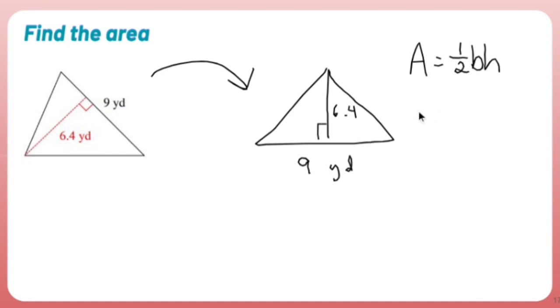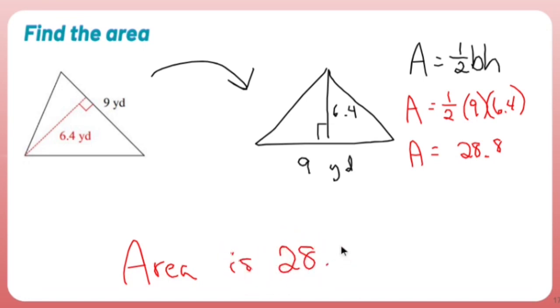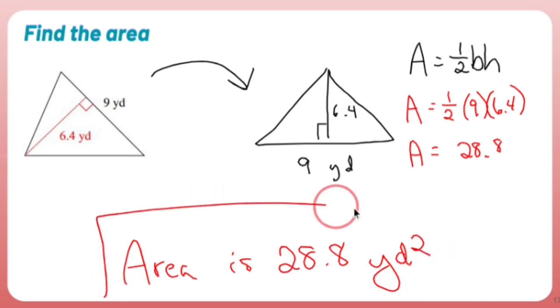So I can say that my area is 1/2 of my base, which is 9, times my height, which is 6.4. 1/2 of 9 times 6.4 is 28.8. Now, before I circle that and be very happy, we're talking about the area here. The area is always given in units squared. So I'm going to make sure I say square yards.